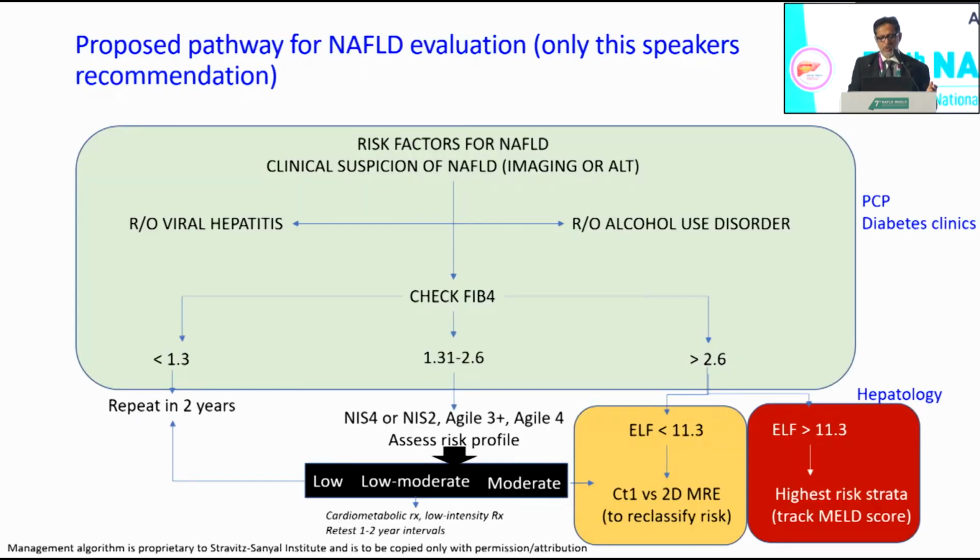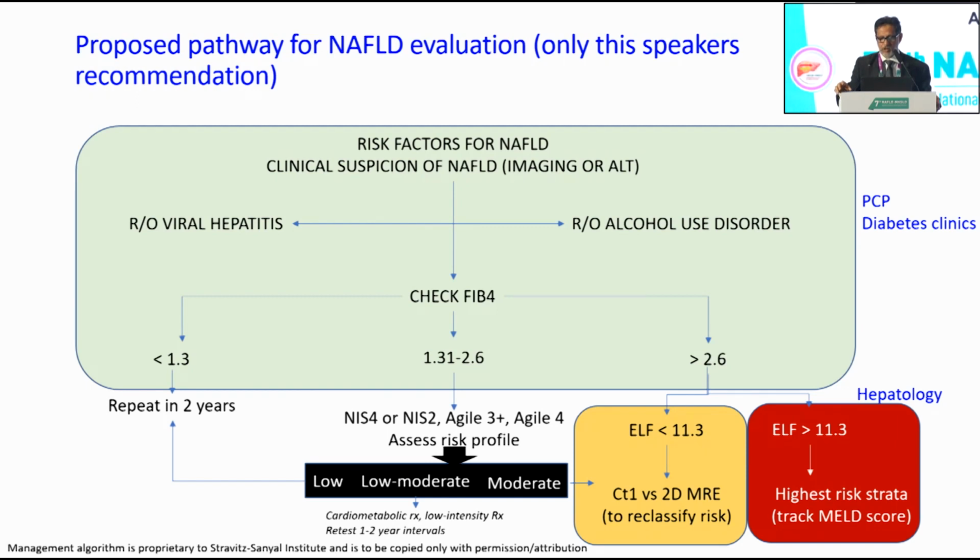So here is where we end. And this is basically the way we manage these patients. Going back to that FIB4 algorithm, if it's less than 1.3, repeat in a couple of years. More than 2.6, if the ELF is greater than 11.3, that's the highest risk strata. Here, the people that we see more frequently track their MELD score because it starts declining. We start moving them towards transplant.